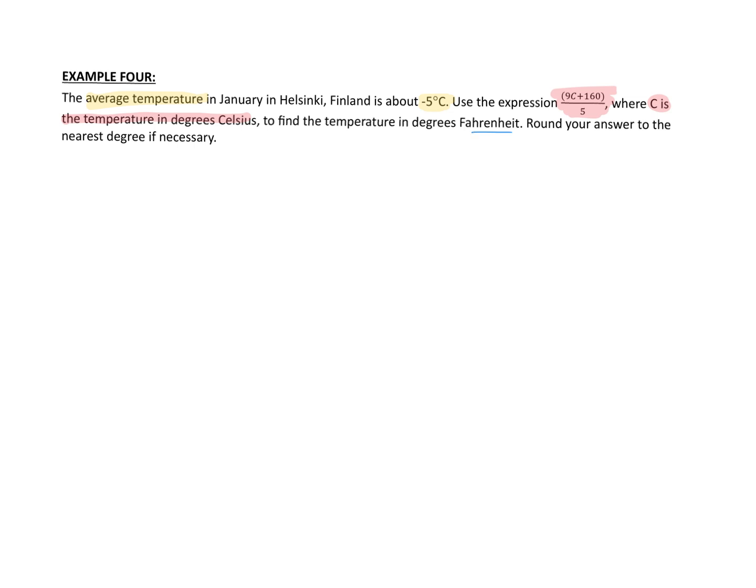And it says round your answer to the nearest degree if necessary. So we want to get it to like the closest whole number. Okay, so right now we want to know, we always use Fahrenheit. So we want to know, can you change this -5 degrees Celsius to Fahrenheit? And there's a formula to do that. And this is what it is. It says 9C plus 160 divided by 5.